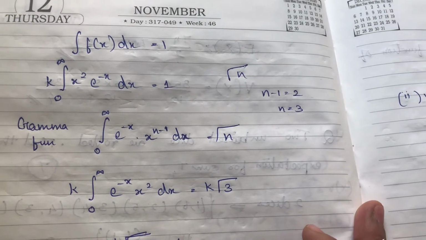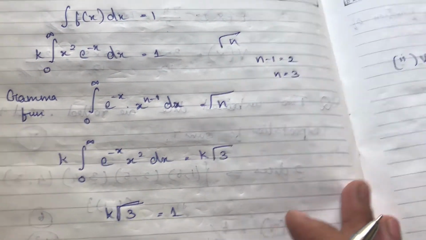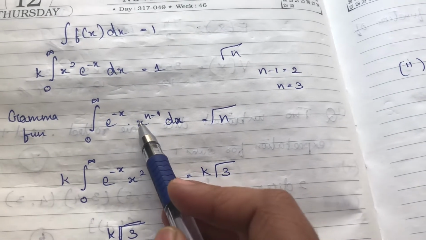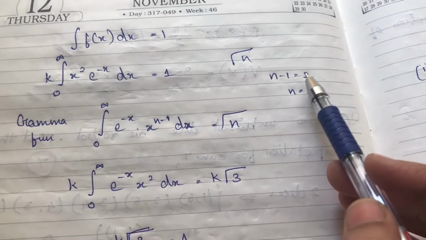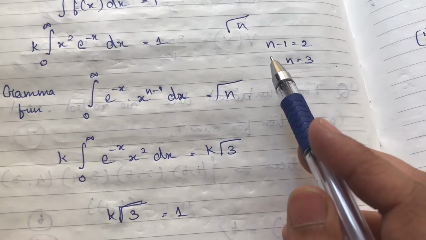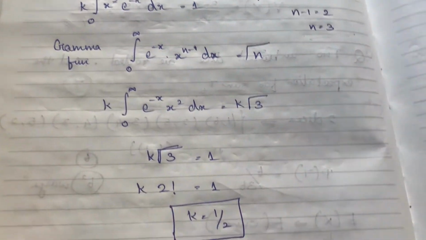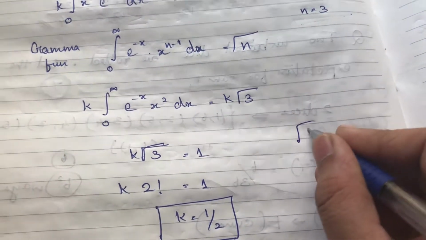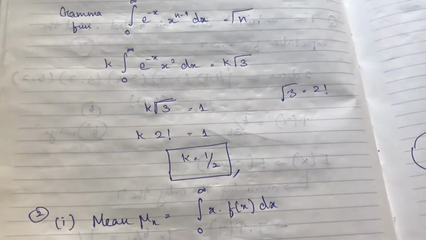gamma n. We have seen this in the gamma function actually. So n is nothing but here x power n minus 1. So n minus 1 is what? x square. So square, n will be equal to 3. So gamma n will be equal to 3. So gamma 3, which is nothing but 2 factorial. So we have got the answer as half.